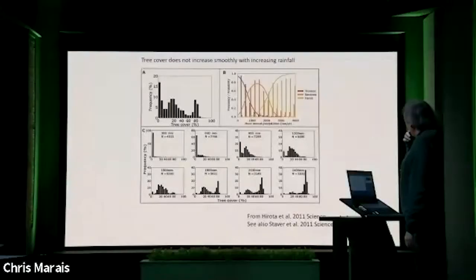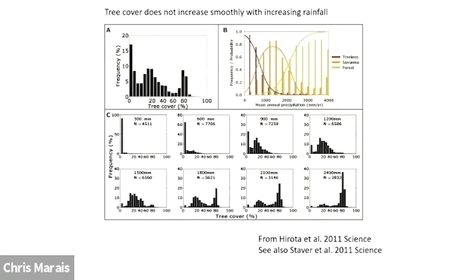And this is a way of representing this. I'm not going to go through it because it's hard to do without a pointer, but go and have a look and you'll see that the tree cover is high in savannas and then declines, and then high in the forests if you focus your eye on the 1800 millimeters at the bottom.